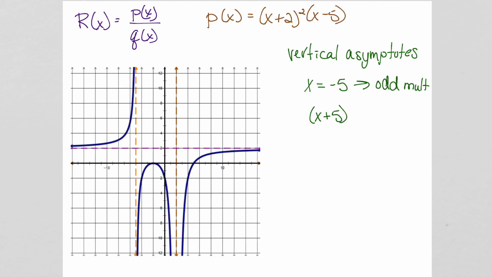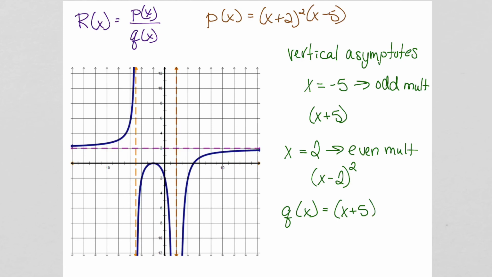Now, the other vertical asymptote is at x equals 2. This one has an even multiplicity. Why? Because it's going down and down. If it went up and up on either side, then it would also be even. So down and down, or up and up, is kind of like touching, and going up and down is kind of like crossing. So we have an even multiplicity, so the factor x minus 2 has to be to an even power. We'll just use squared. So q of x could be x plus 5 times x minus 2 squared.